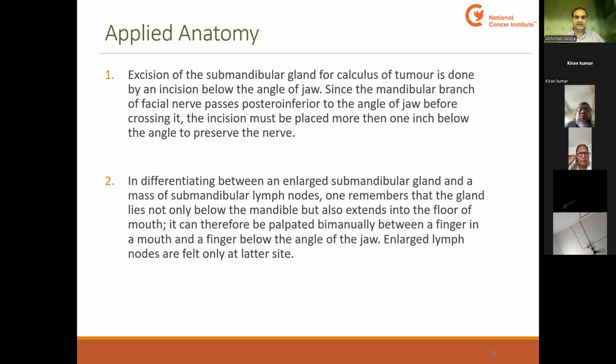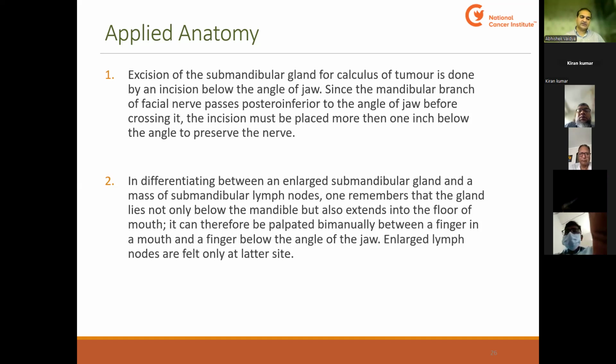Now let's look at the applied anatomy. So excision of submandibular gland for calculus is done by an incision below the angle of the jaw. Always remember that this has to be at least 2 finger breadths below the angle of the jaw. Remember, we are talking about incision for excision of the submandibular gland. We are not talking about neck dissection incisions, which we'll come to later also. So always remember that the incision for excision of the submandibular gland has to be taken at least 2 finger breadths below the inferior border of the mandible to prevent injury to the marginal mandibular nerve. And the steps for identifying the marginal mandibular nerve, I've already stated that.